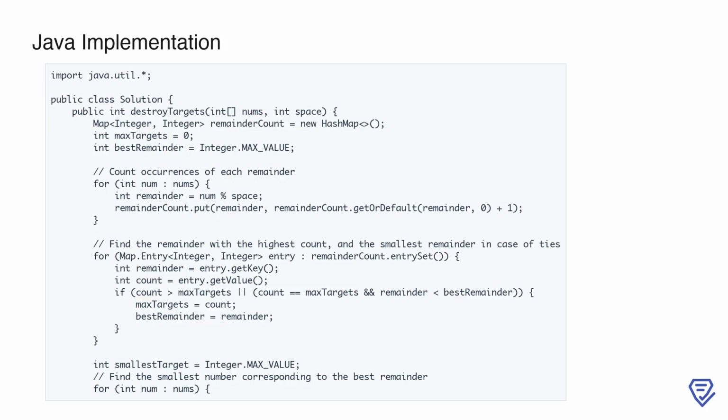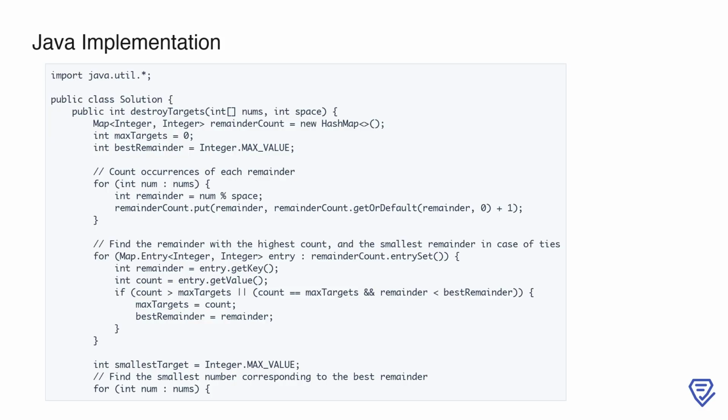Next, we iterate through the nums array to calculate the remainder of each number when divided by space. Each remainder is added to the remainderCount map, incrementing its count if it's already present. This map helps us determine how many numbers share the same remainder.